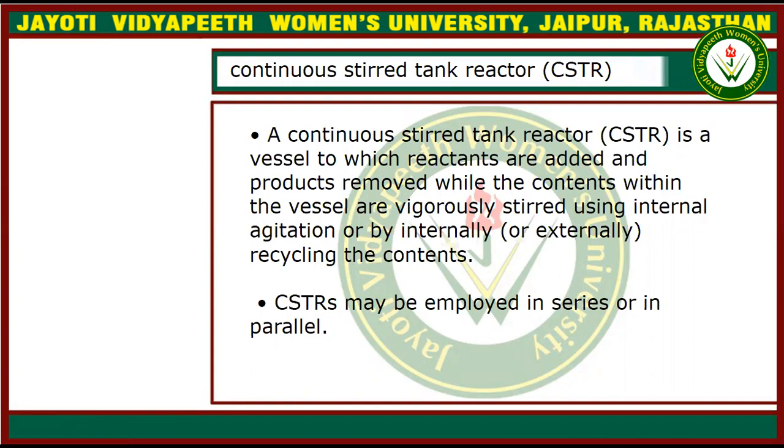A continuous stirred tank reactor is a vessel to which reactants are added and products removed while the contents within the vessel are vigorously stirred using internal agitation or by internally recycling the contents. And continuous stirred tank reactors may be employed in series or in parallel.